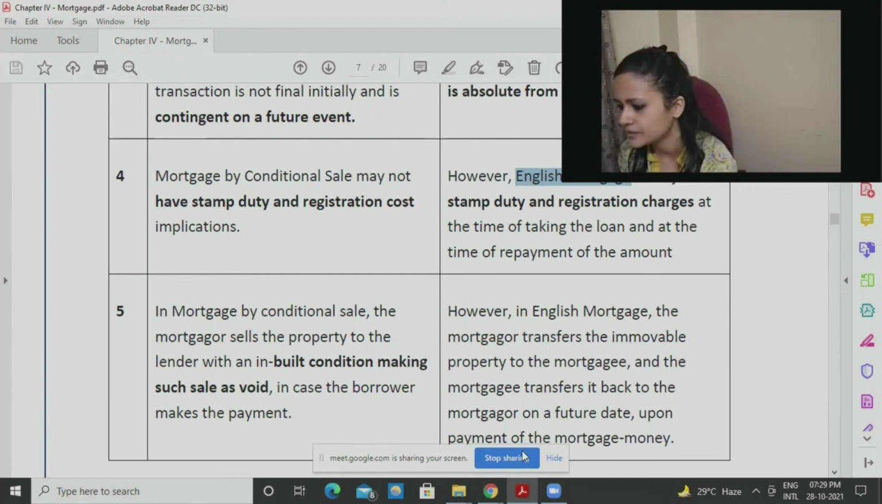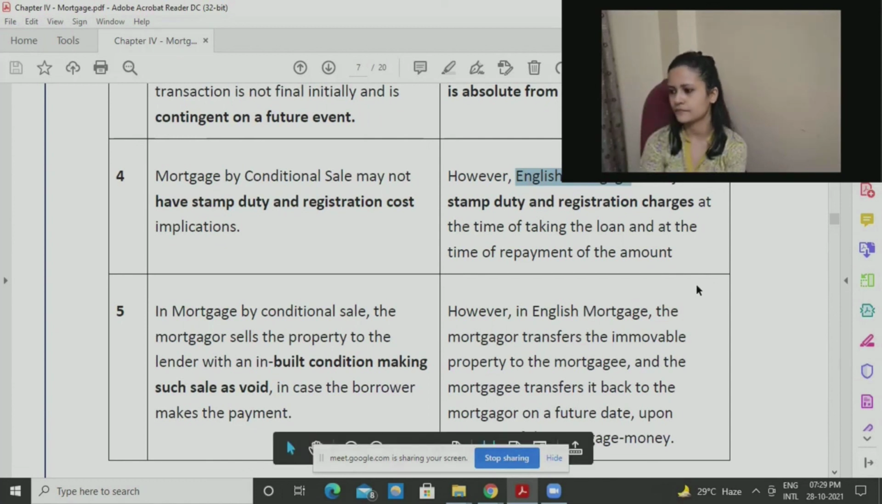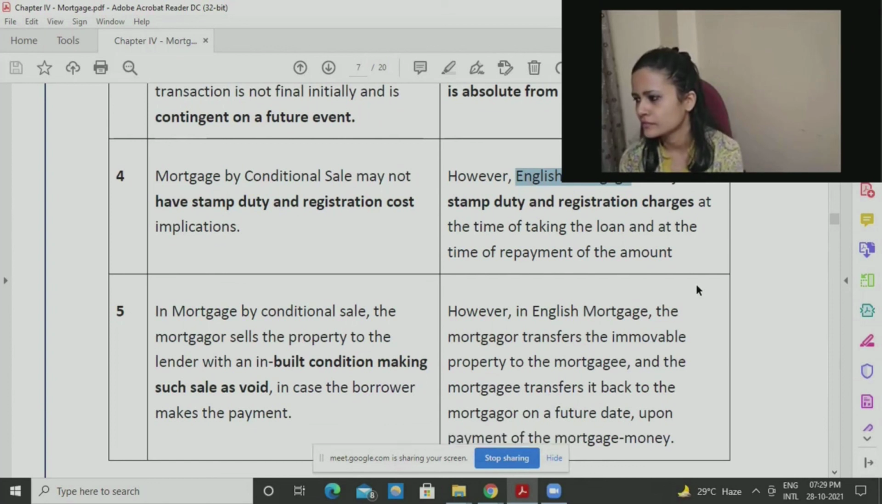Ma'am, is this English mortgage done for a long duration of time? There should be some benefit in opting for an English mortgage, right? A rationale behind it. There are leases for 50 or 60 years. So is the English mortgage on the same line?